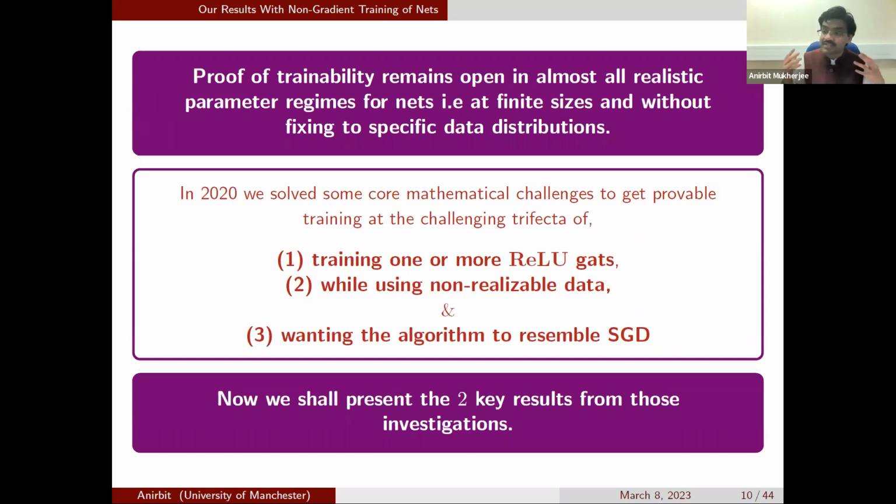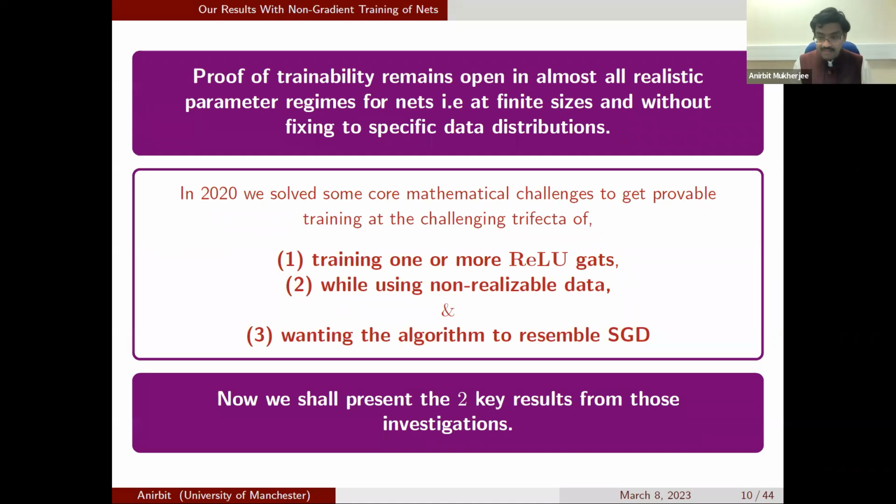Well, after all, most real-life algorithms can be thought of as a complicated version of SGD. Most of them can be thought of that way, and particularly the good ones, definitely. So you want a proof which has these 3 properties together. And that has been an adventure we have been on for quite some time. I will present 2 key results that we have about provable training in this particular zone, which I would call the most interesting zone of provable training.